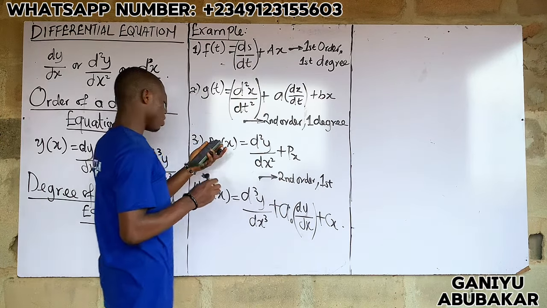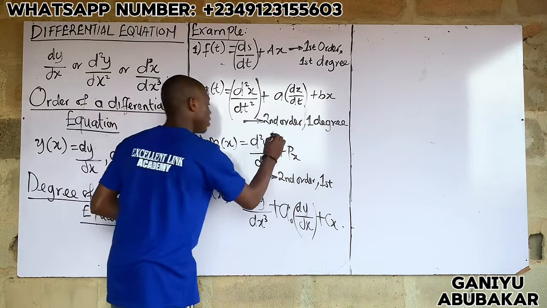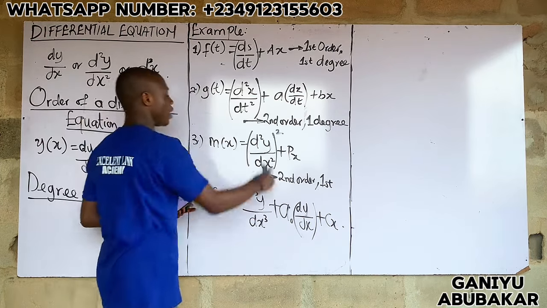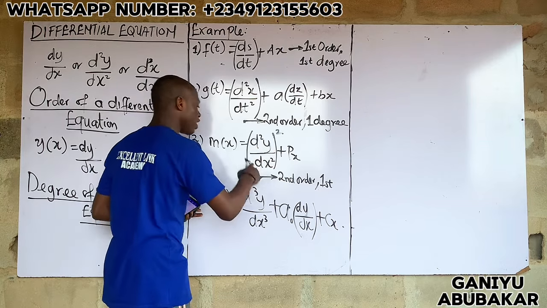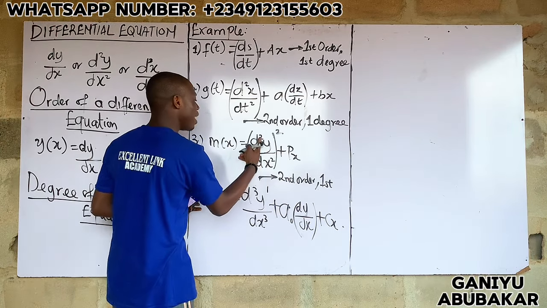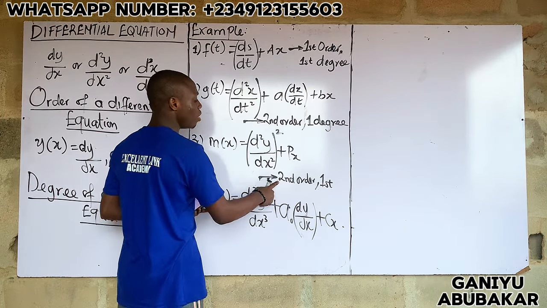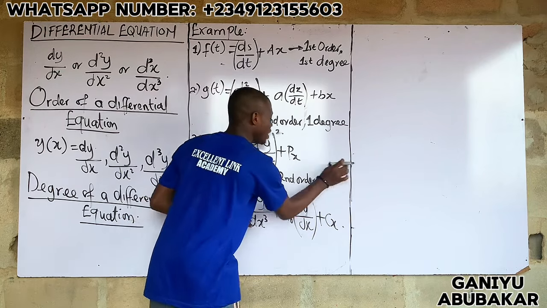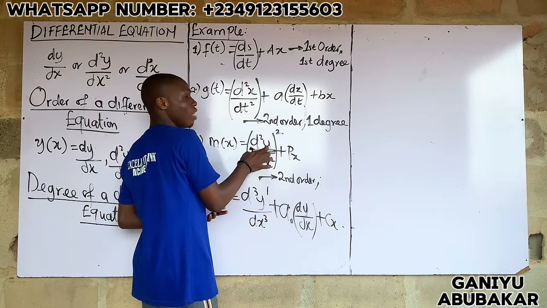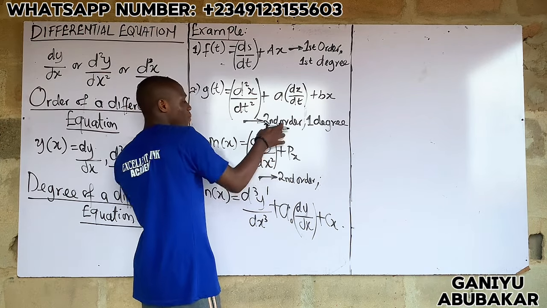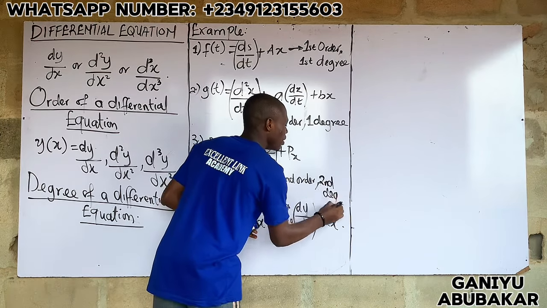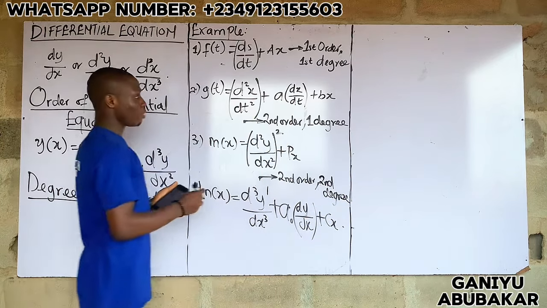All right, sorry. Number 3 has a square here, please. So for number 3, I'm having a square here. So this one is a differential coefficient that has the highest power as 2. So it means that my order is 2. So my degree, the differential coefficient is being raised to a particular power, which is 2. So my degree here is second degree.